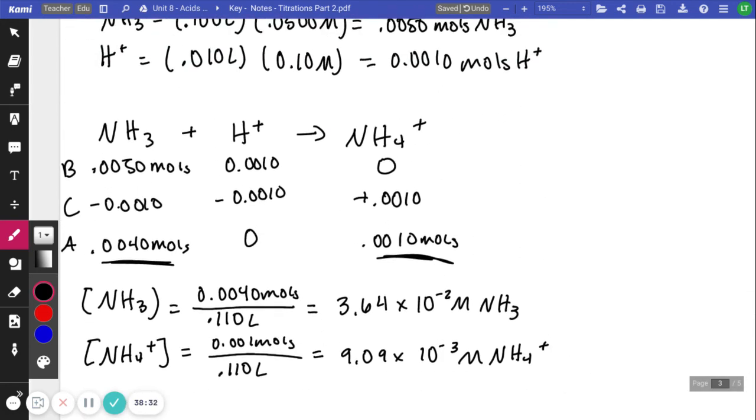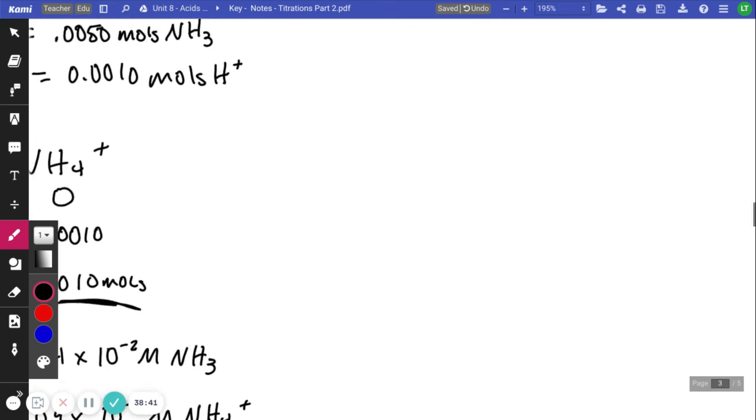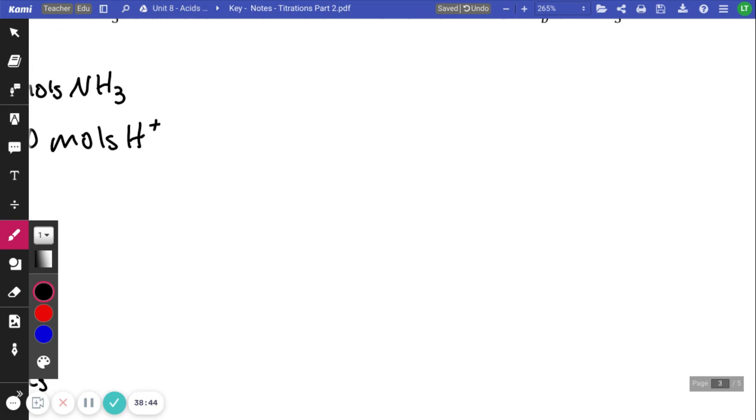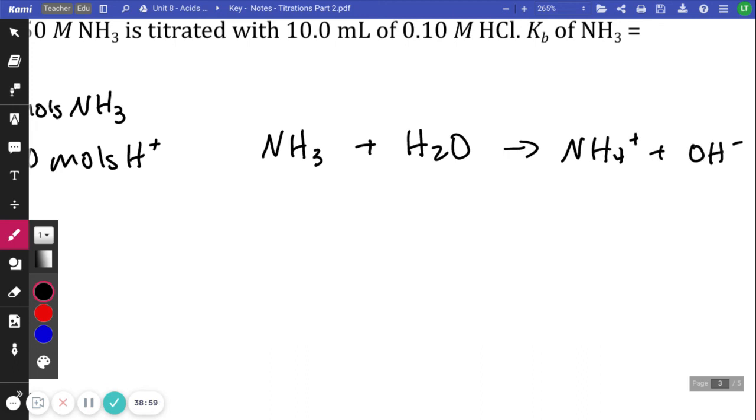Okay, now we're going to do our RICE table in order to figure out our Kb and all of that stuff. So in our RICE table, our reaction when we have NH3 is that NH3 reacts with water to produce NH4+ and OH-. Since it reacts to form that OH-, that's where we get that this is a base, because it reacts with water to form that. So we have 0.0364 as our starting concentration of that. I just converted it out of scientific notation.